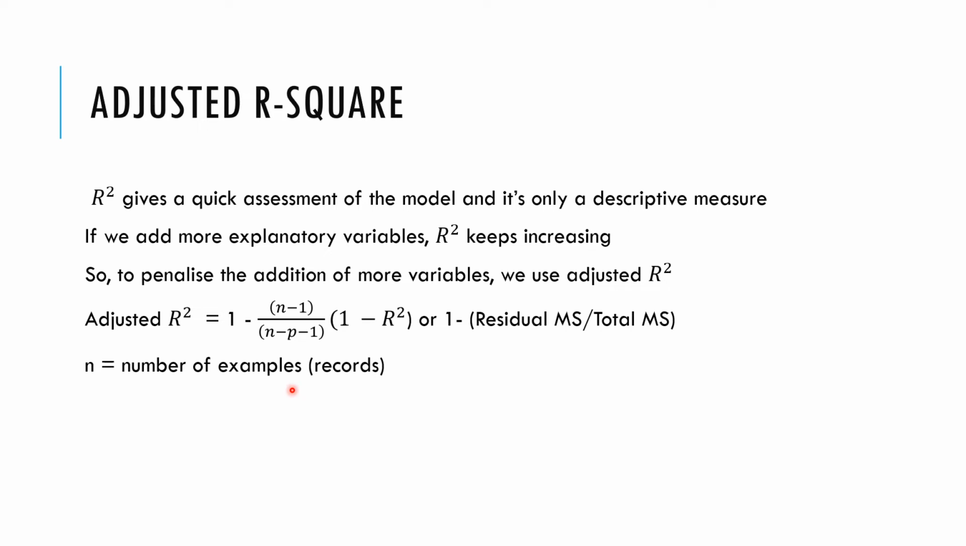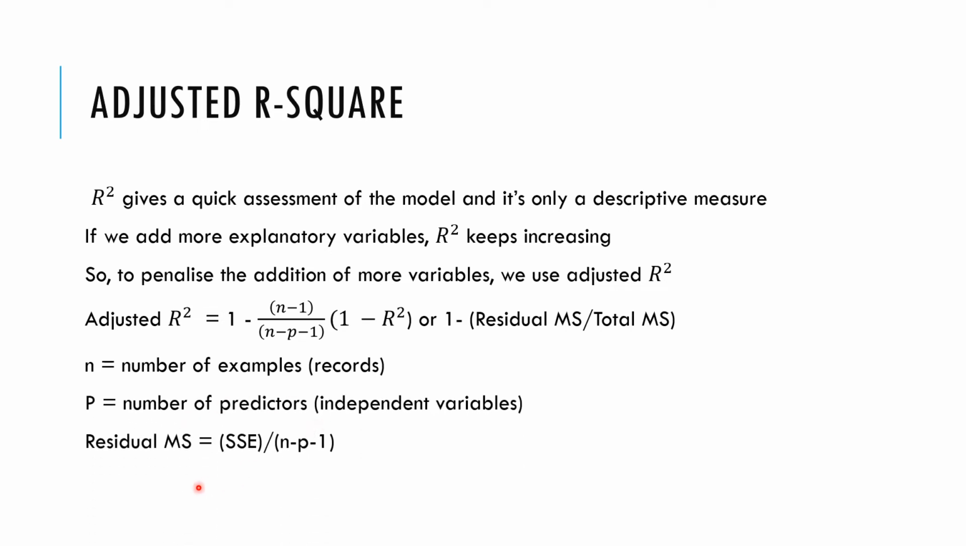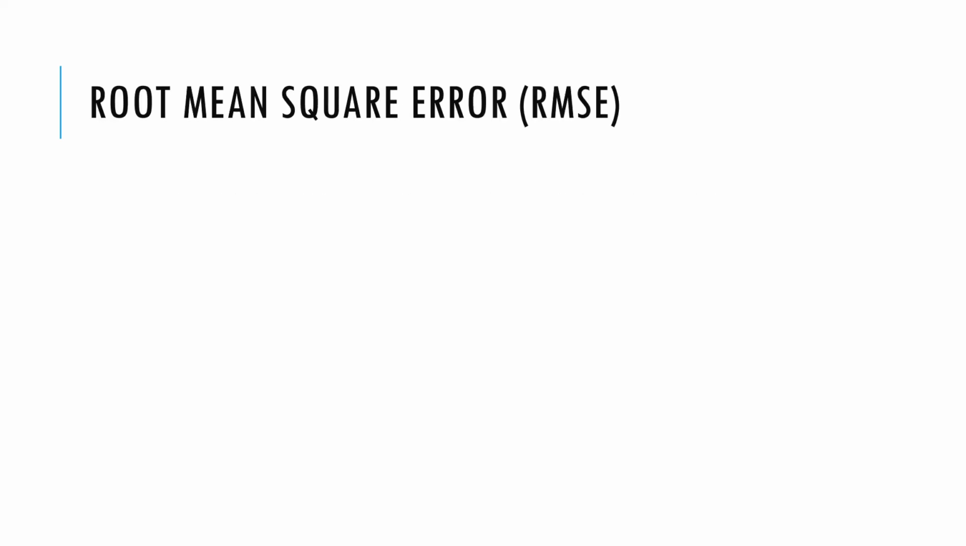So n is the number of examples, as we saw, and p is the number of predictors, independent variables. Residual MS is nothing but the sum of squared errors of the model divided by n, the total number of examples, minus the total number of predictors minus 1. This gives us residual MS. And what is total MS? Total MS is the sum of squares total, SST, from the base model, divided by n minus 1, the total number of examples minus 1. If you do this division and subtract from 1, you get basically the same result.